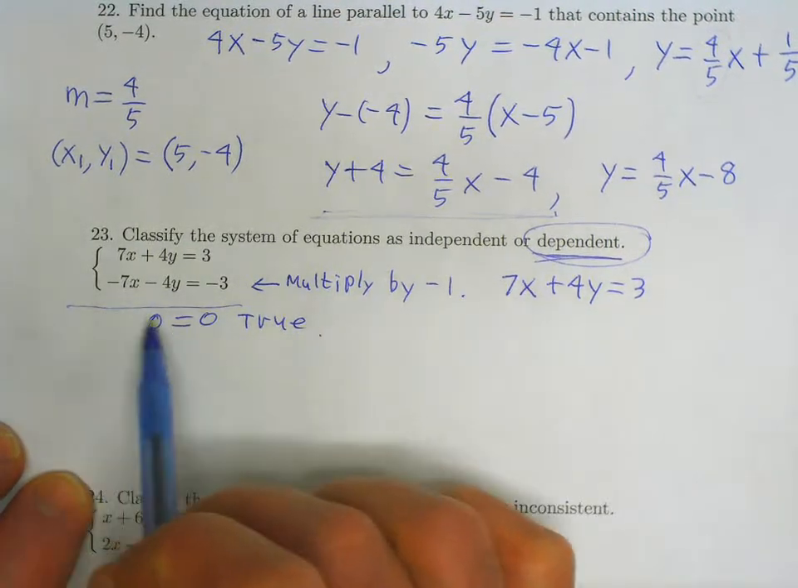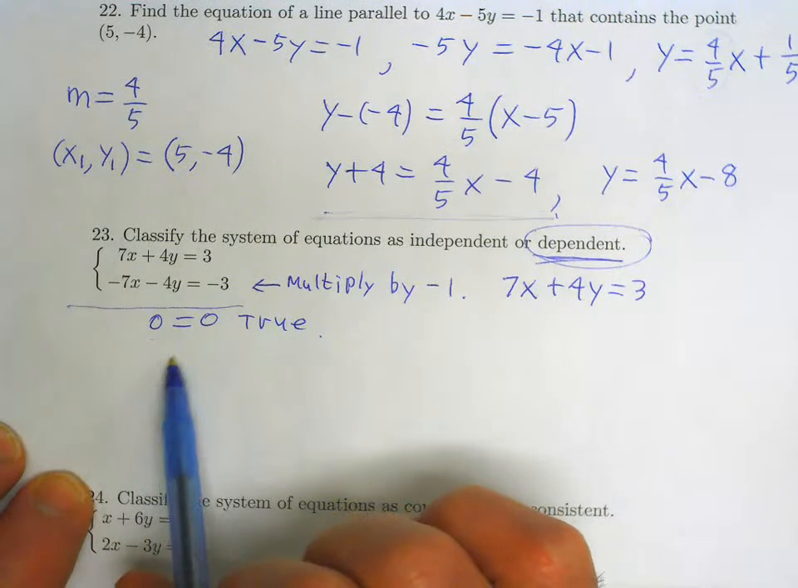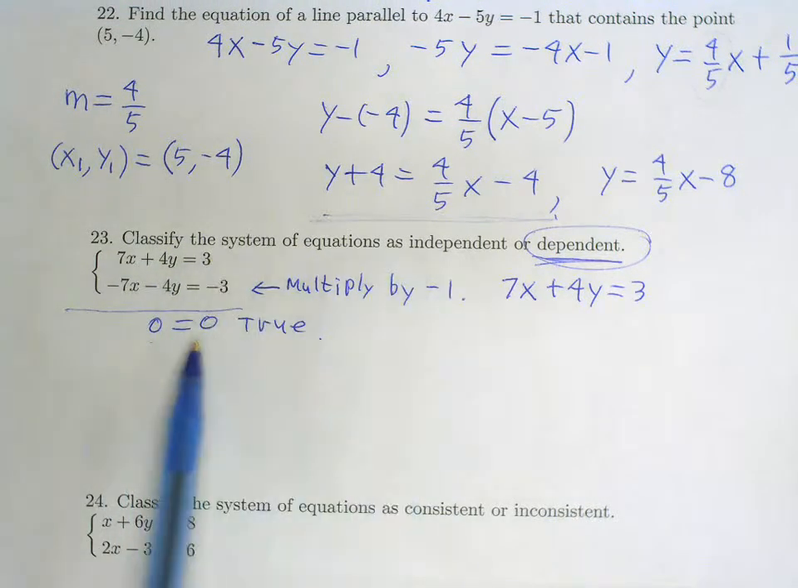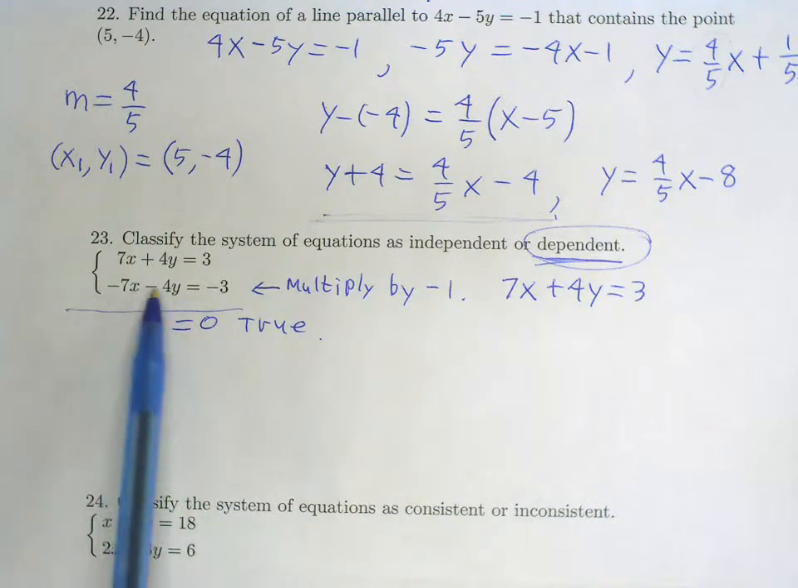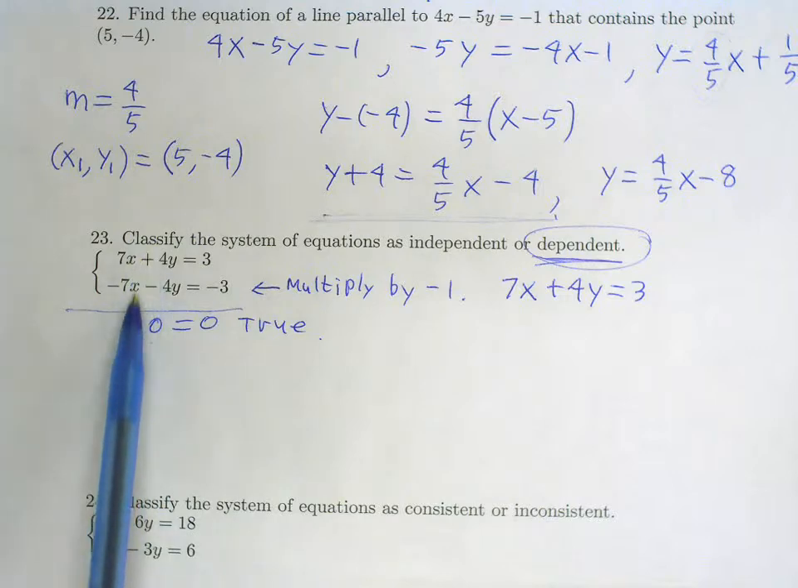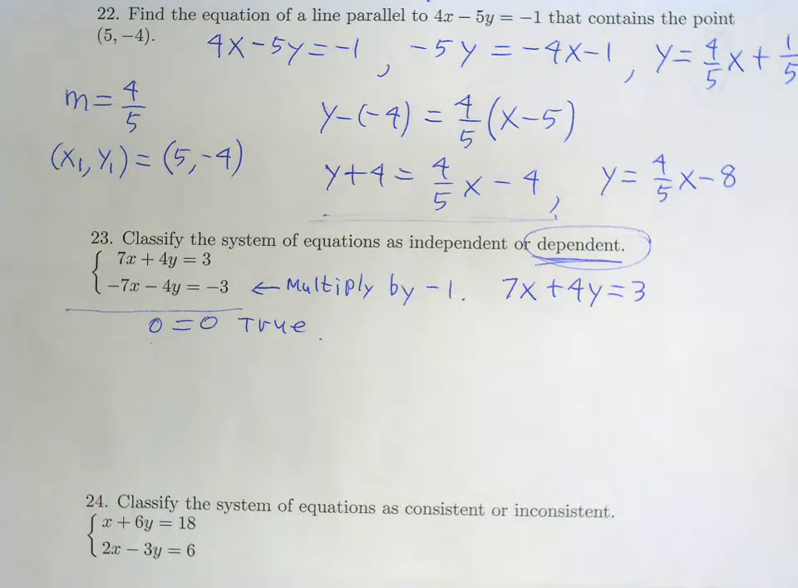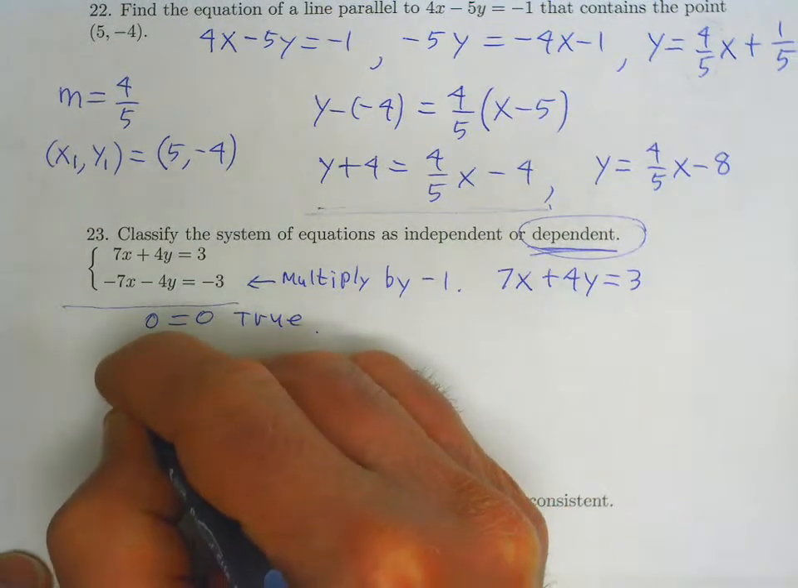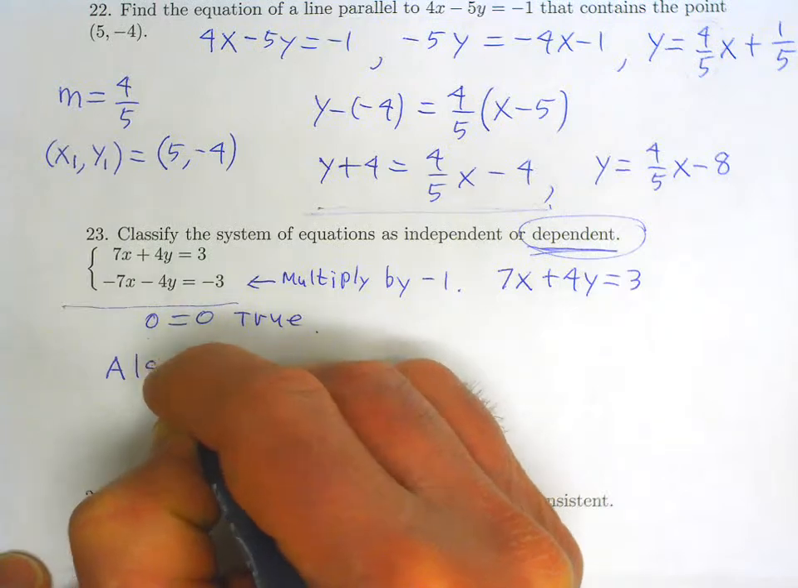So this system has infinitely many solutions. That wasn't part of the problem, but you should know that if two lines in a system are exactly the same line, they have infinitely many solutions, and it's also consistent, even though that wasn't asked. But it might be useful to remember, so this is also consistent.